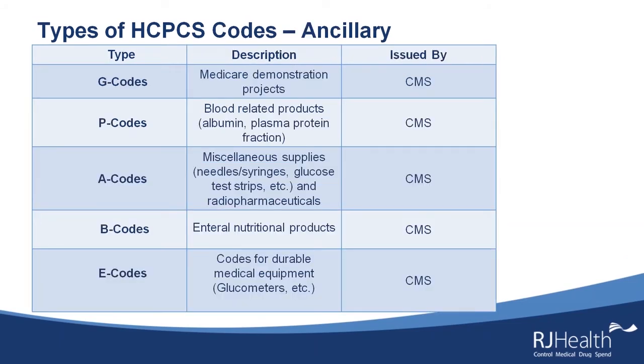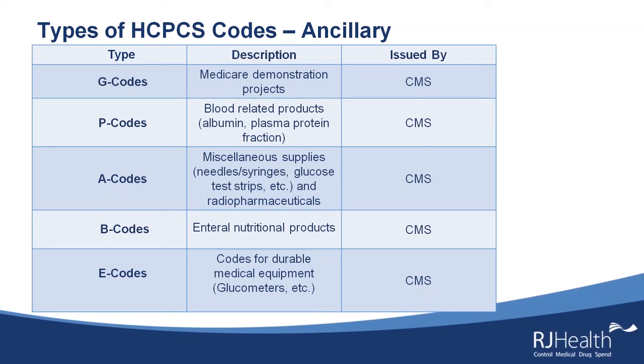There are also ancillary HCPCS codes. So these will kind of go either in conjunction or separate from the type of billing we would see for the medically covered pharmaceuticals. So something like A codes for miscellaneous supplies, so the needles or syringes or radiopharmaceuticals needed, again, either in conjunction with those J-coded products or standalone for radiopharmaceutical tests. D codes for enteral feeding, E codes for DMEs, glucometers, pain pumps, that sort of thing.